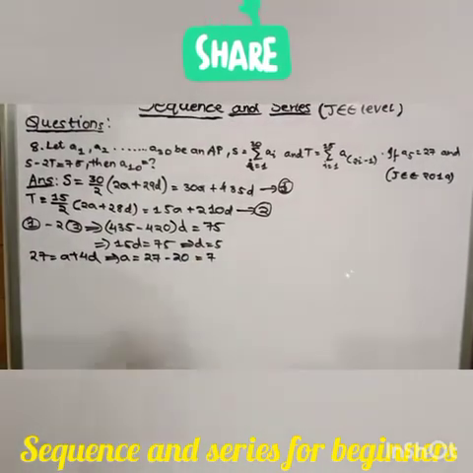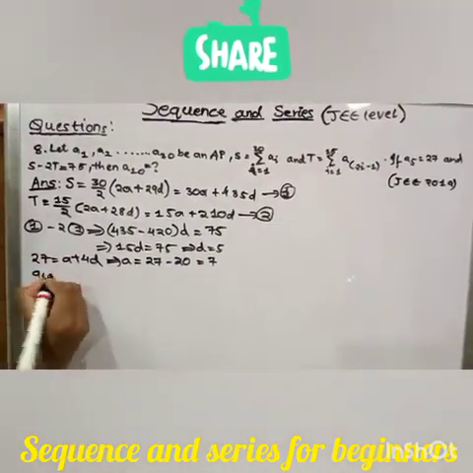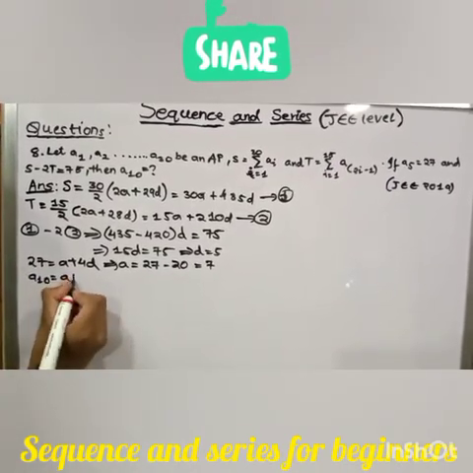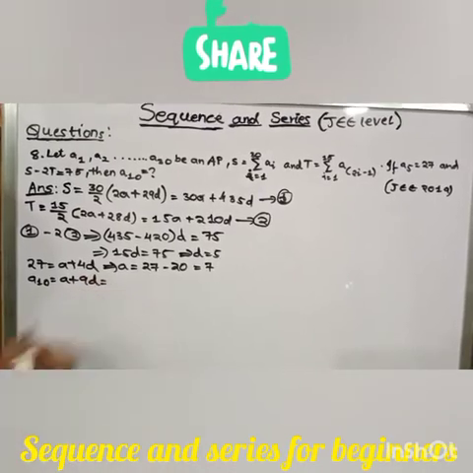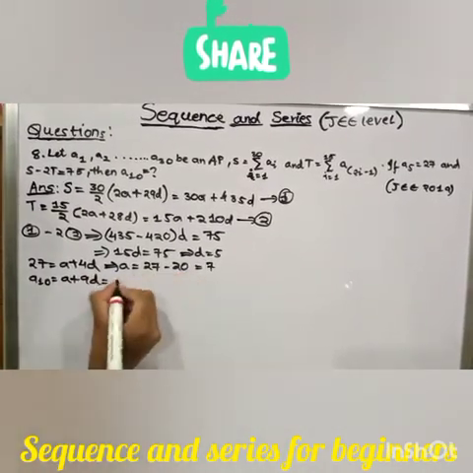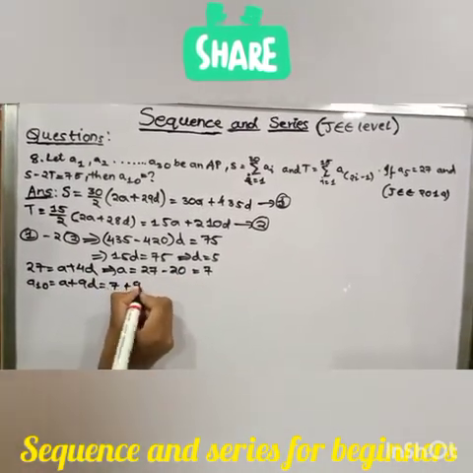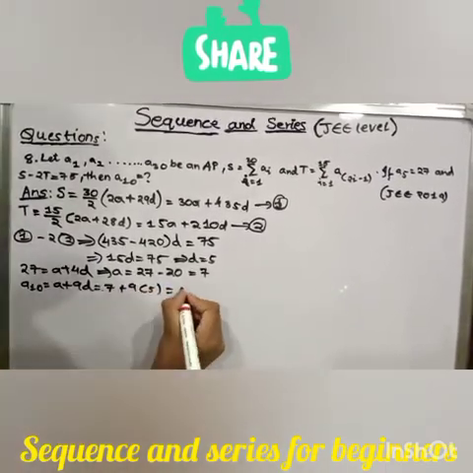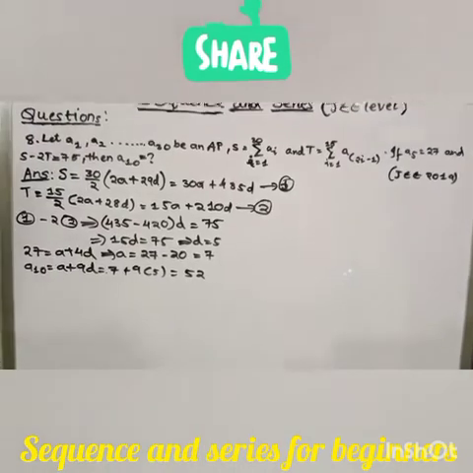Completed. Now all we have to do is a10, so n is equal to 10, right? So a plus 9d. What is a? a is 7 plus 9 times 5, which is 52. Completed.